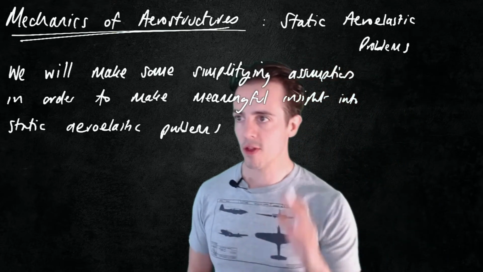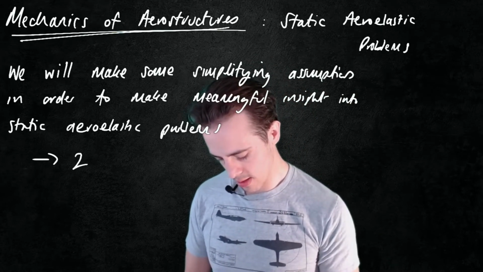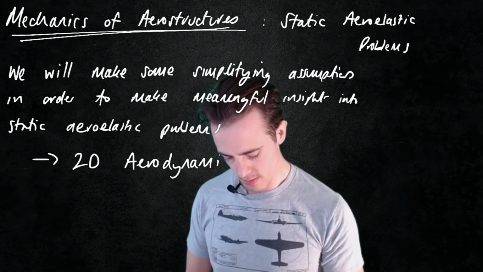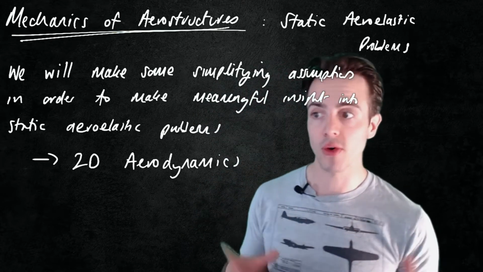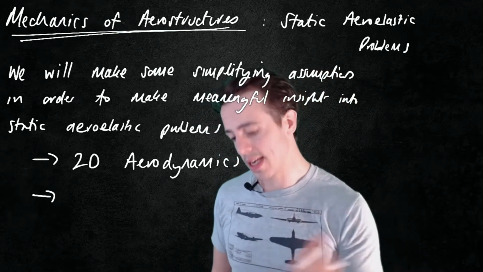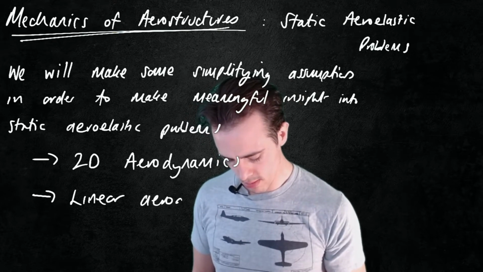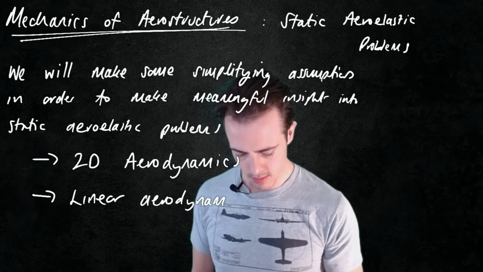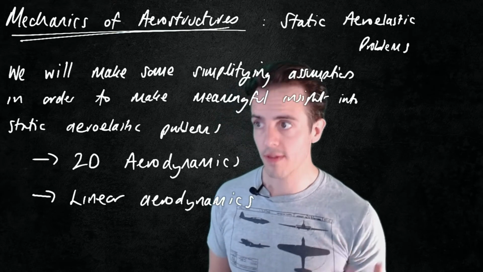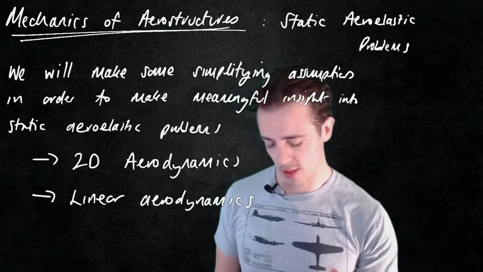So the assumptions that we make for the purposes of this course is that we are going to look only at two-dimensional aerodynamics. So we're going to look simply at aerofoils, or airfoils in American English. We're also only going to look at linear aerodynamics. So all pre-stall behavior, that is, the rate of change of the lift coefficient with incidence is just going to be around about 2 pi.